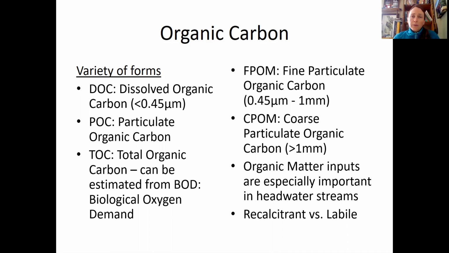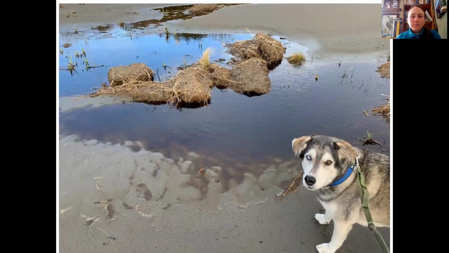And this organic carbon, when it comes into the system, meaning allochthonous, or when it's produced in the system, meaning autochthonous, can either be recalcitrant, really hard to break down, or it can be labile, really easy to break down.